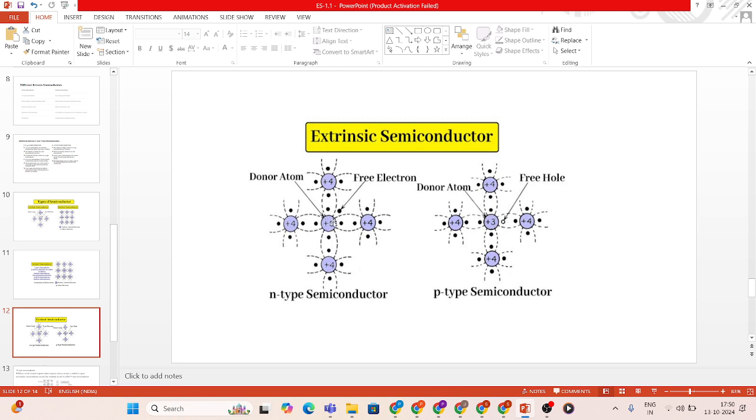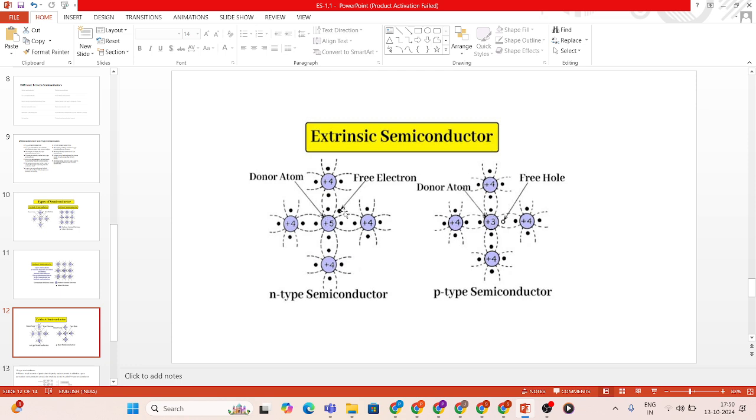So 4 electrons of arsenic attach with 4 electrons of germanium. So 4 valence electrons create a bond, that is a covalent bond. This is the covalent bond between them, and one free electron of arsenic remains as a free electron. It helps to flow current. All free electrons help in the conduction process.